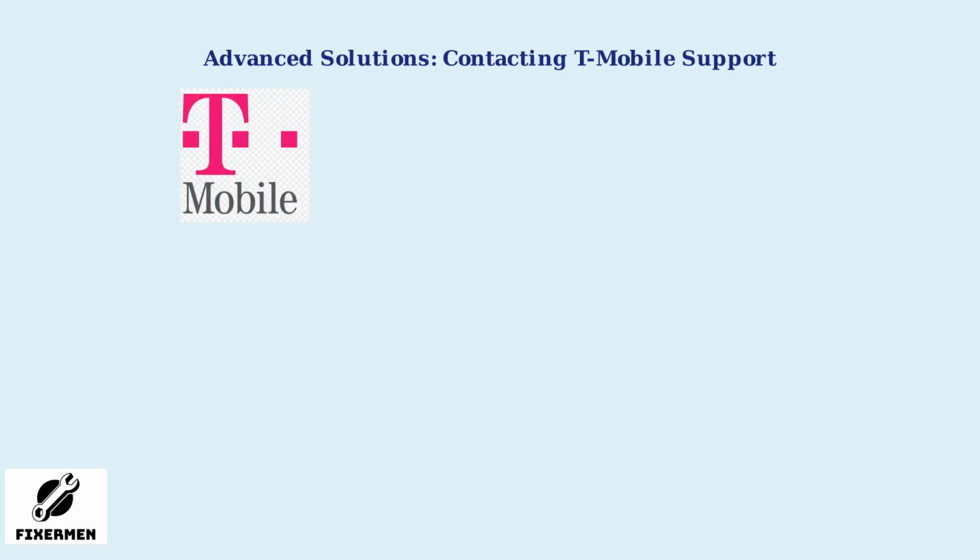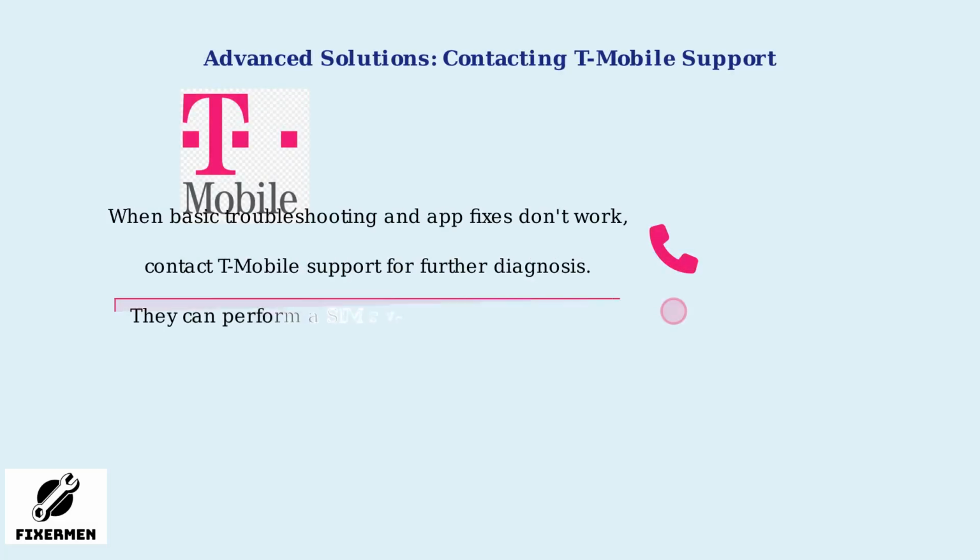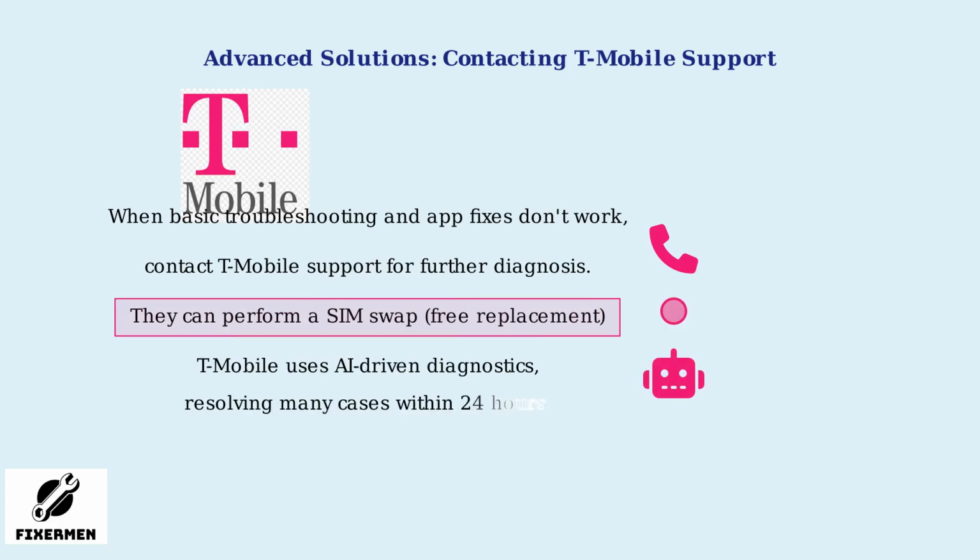If the basic troubleshooting and the app don't work, it's time to contact T-Mobile support. They can further diagnose the problem and potentially perform a SIM swap, replacing your SIM card, which is usually free. T-Mobile's customer support has integrated AI-driven diagnostics, resolving many cases within 24 hours.